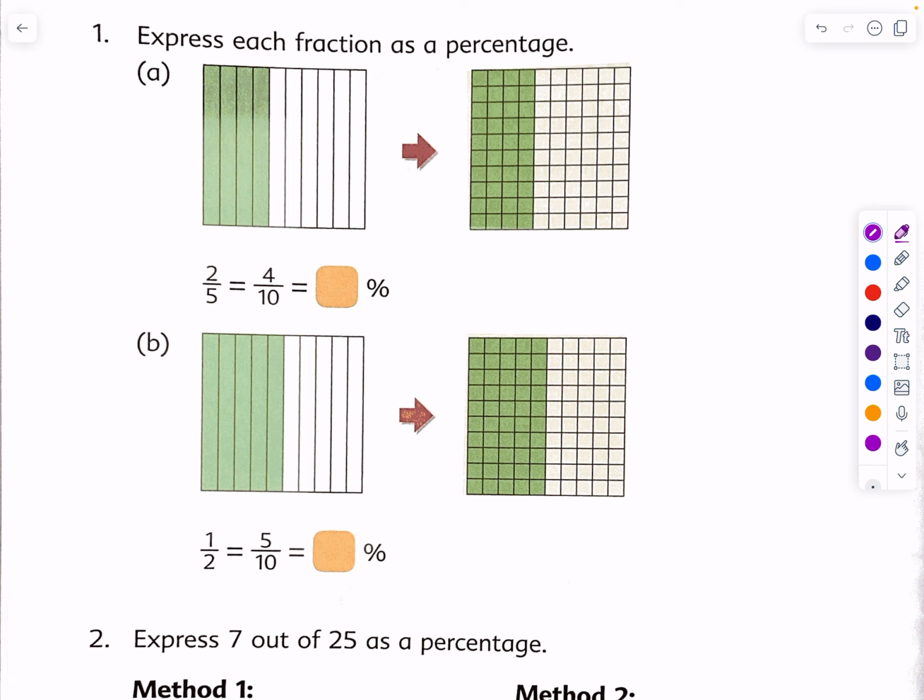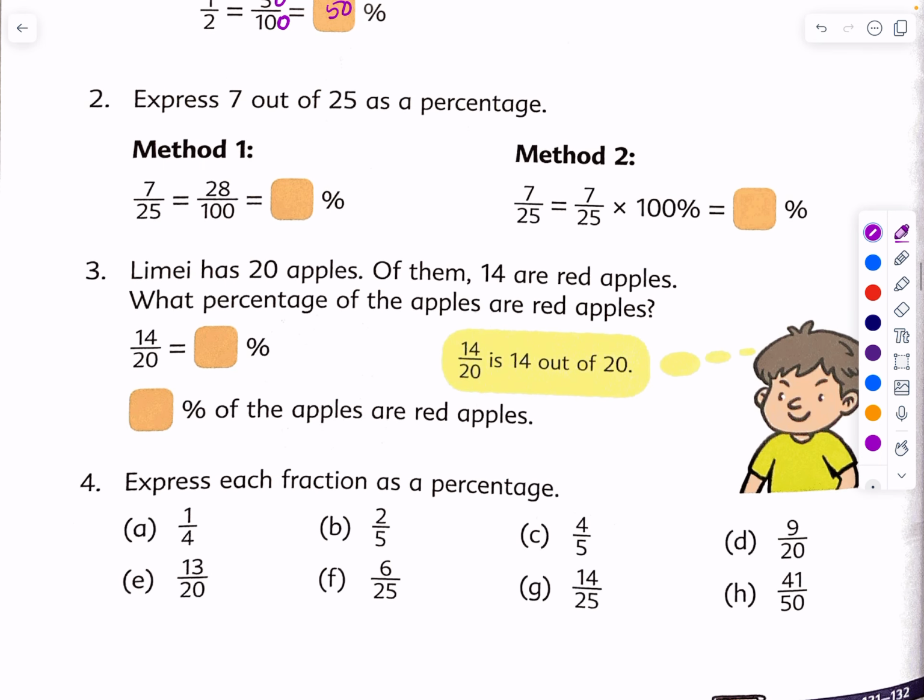2/5 is the same as 4/10 or 40 out of 100. 40%. 1/2 is 5/10, or 50 out of 100, or 50%. Now, express 7 out of 25. Well, step 1, 7 out of 25, write it as a fraction. Step 2, convert it into an equivalent, times 4 on the bottom, times 4 on the top, 28%.